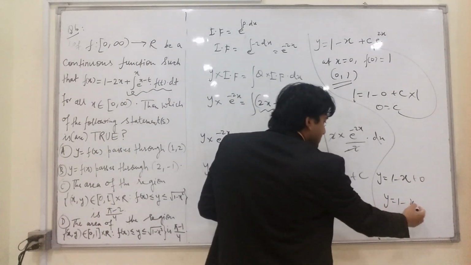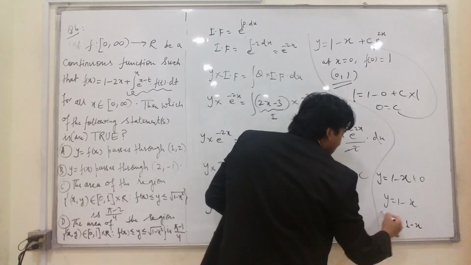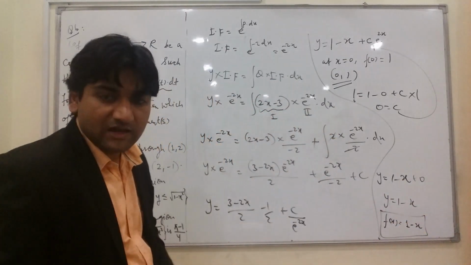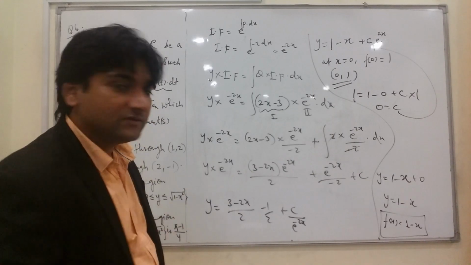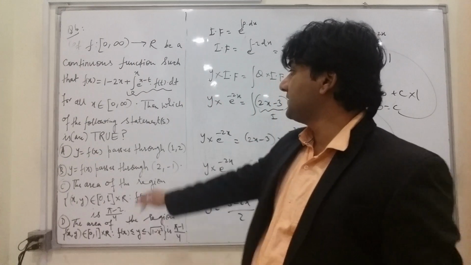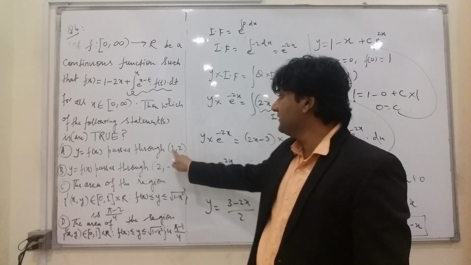So y equals 1 minus x, it means f(x) equals 1 minus x. So this is my function. Now I have to observe the options. First option, y equal to f(x) passes through (1, 2). If x is 1, then y is 2.